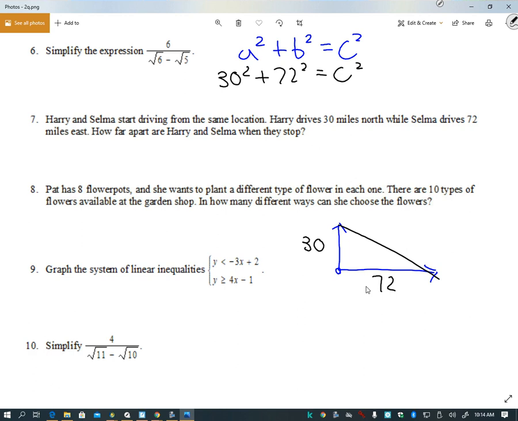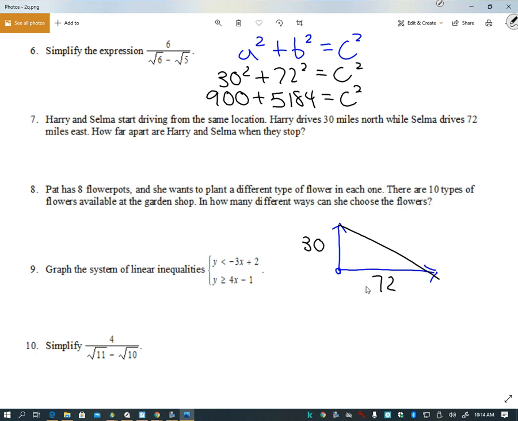So 30 squared is 900. 72 squared is more. Say that again. 5,184 equals C squared. What do I do now? Add them up. 900 and 5,184.